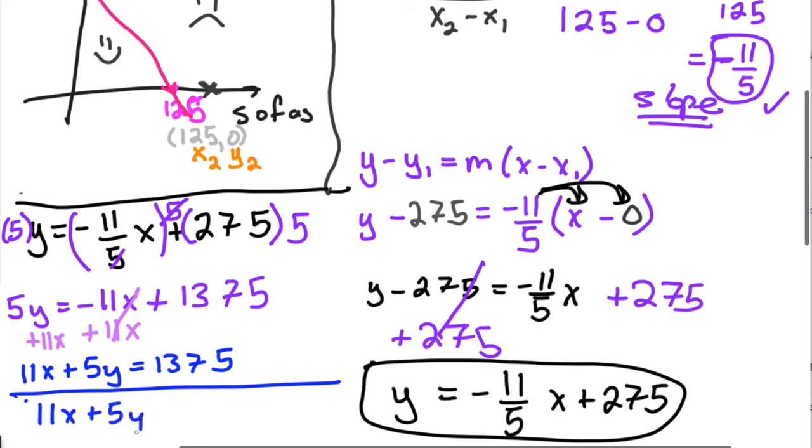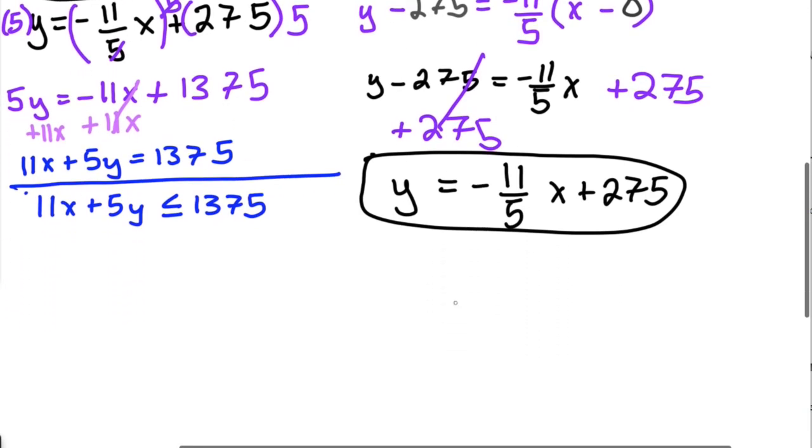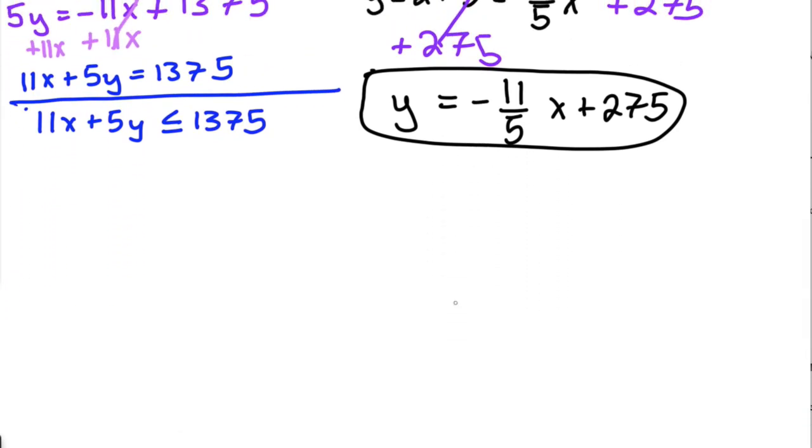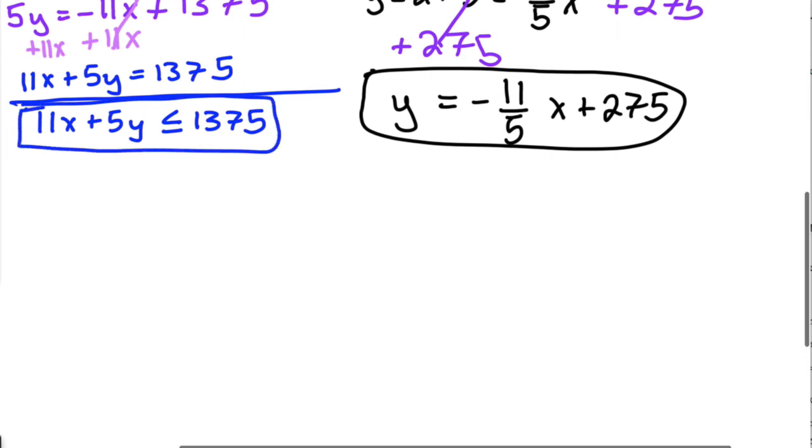11x plus 5y is less than or equal to 1,375. If this inequality is true, that means I'm here in the happy face area and I can ship that many items. So let's go through and test some. We're going to do several examples here, but this is what we're going to be using, this one right here. Okay, so the first example is, can I ship 80 sofas and 200 recliners?